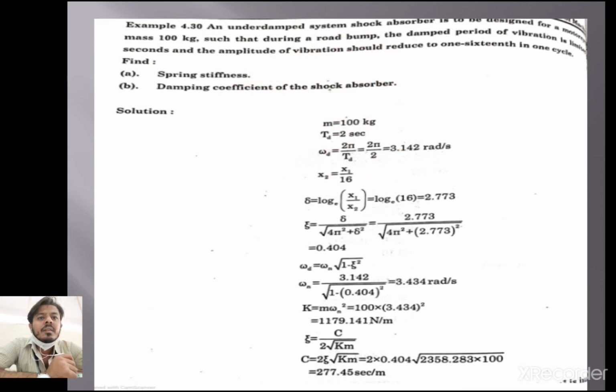Okay, so here we have to define two different things. First is the spring stiffness and second is the damping coefficient of the shock absorber. So first of all, mass is given to you and time period is given to you. So first we have to define the natural frequency. Okay, so first we have defined here the damped frequency omega d is equal to 2 pi divided by t. So it is 3.142 radian per second.